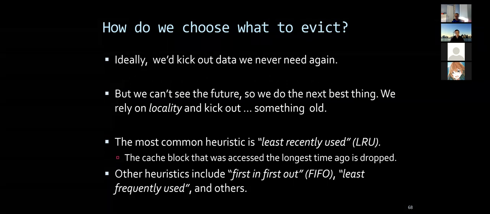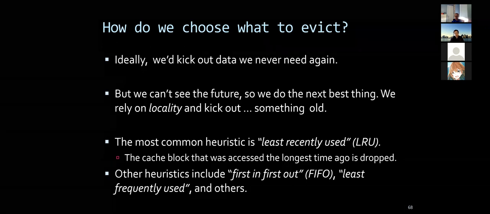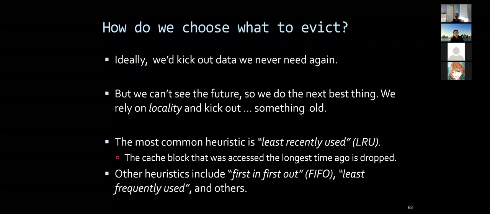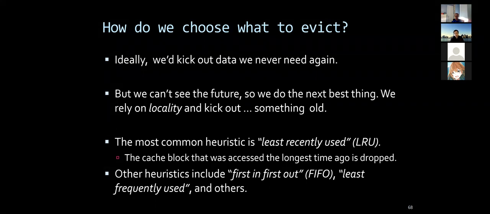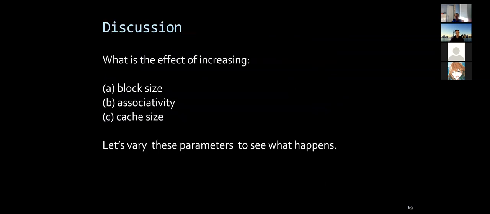Okay, how do we choose what to evict? Ideally, we would like to kick out the data that we'd never see again because it's useless, but we don't know the future, at least I can't. So the next best thing is we try to guess based on locality. We try to remove something old, whatever old means. There are different heuristics that we use, such as least recently used, first in first out, least frequently used, and some others. All replacement policies in caches are heuristics. They're not precise. They're just a guess about what might happen in the future.